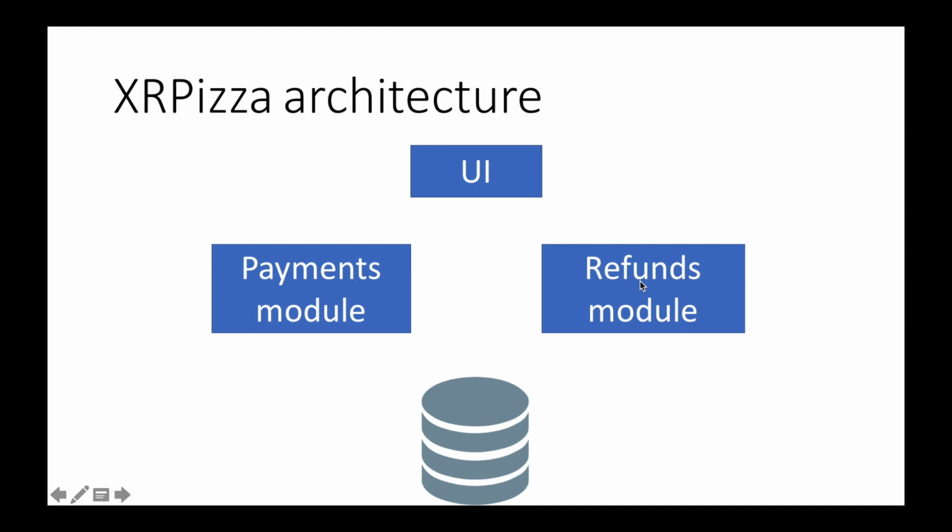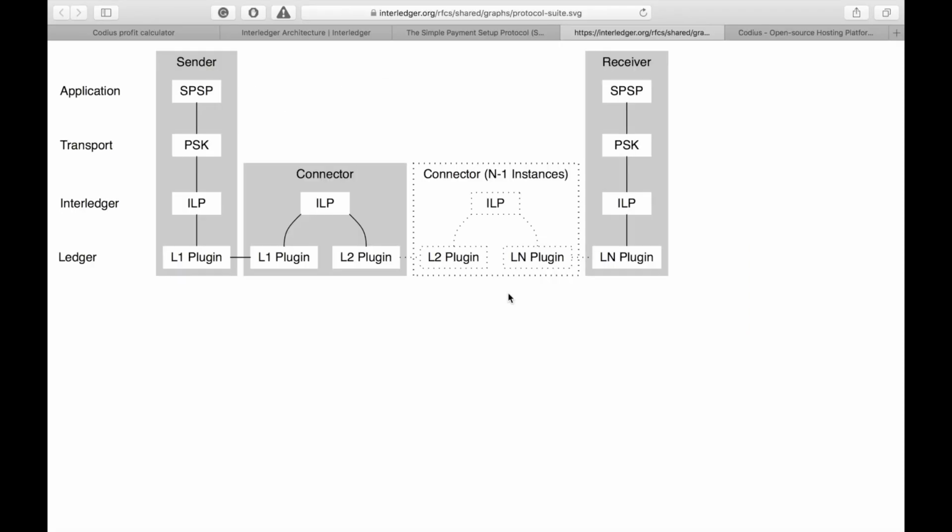Of course, running moneyd instances, connecting to ILP connectors, and so on in order to order pizza looks a bit complex, but I believe this complexity will be resolved in the future. In my opinion, sending Interledger payments today looks similar to sending emails 25 years ago. Let's look at the Interledger architecture.